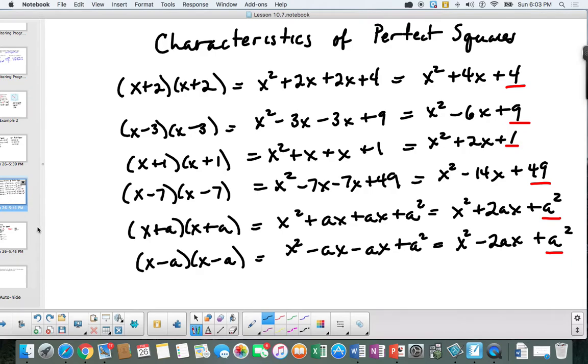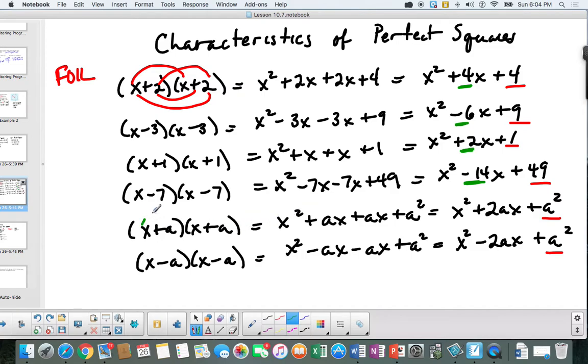Okay, let's take a look at the characteristics of a perfect square. I'm going to use FOIL, and I'm going to multiply out perfect squares. The first term, the outer, the inner, and then the last term. So I've done this in each case, and then I have simplified. I want you to notice the last term, which is 4, and notice the middle term coefficient. Last term, middle coefficient. Last term, middle coefficient. Now I put a in here instead of a number.